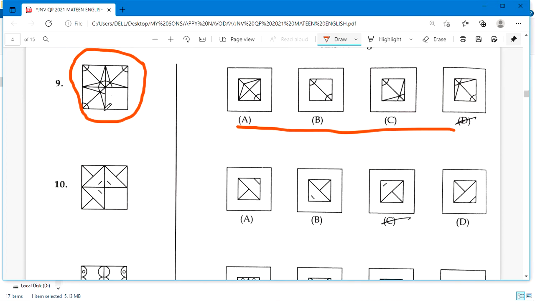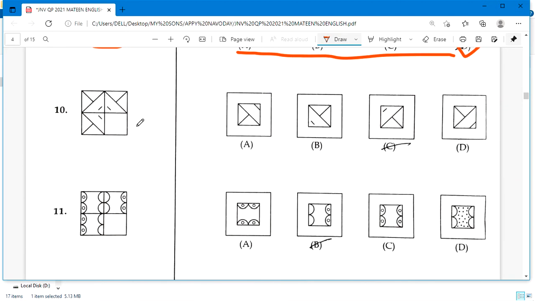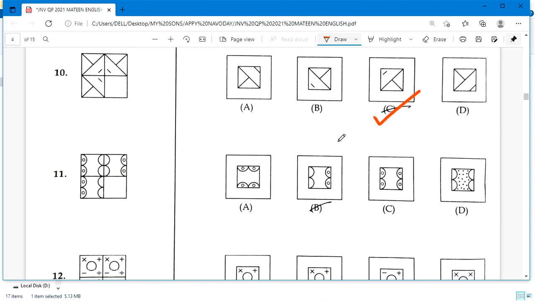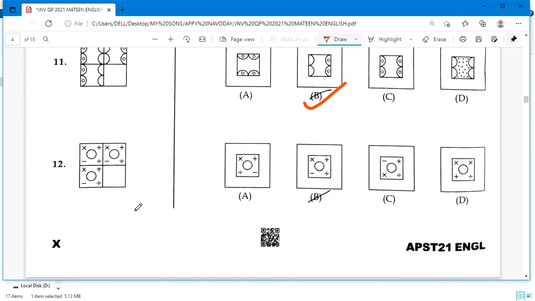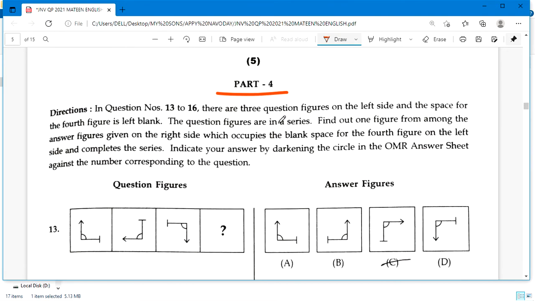That's the 9th question. The correct answer is option D. Next, for the 10th question, the correct answer is option C. It is not necessary to explain more. For the 11th question, its answer is nothing but B. For the 12th question, its answer is B. Next, part 4, what does it include.